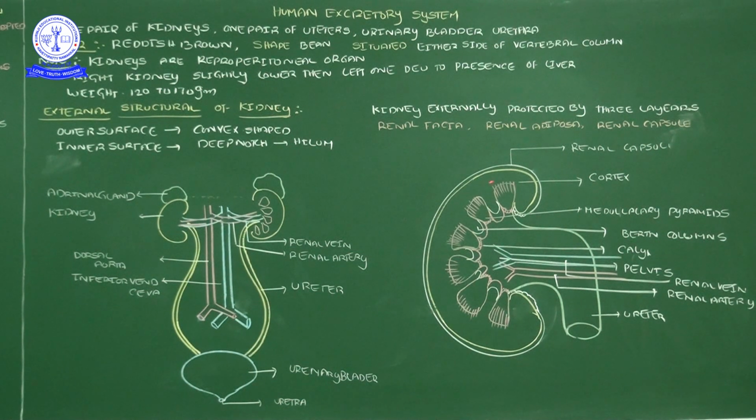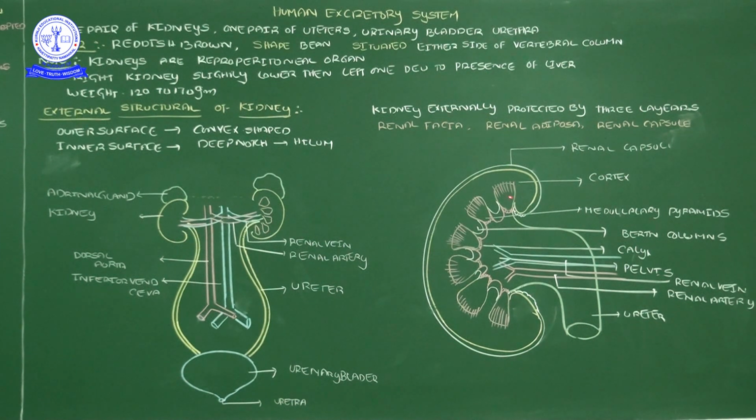The outer side we call the cortex, which is located in the peripheral, adjacent side of the kidney. Adjacent side means the renal covering layers are there: renal fascia, renal adipose, renal capsule. The kidney part nearby the peripheral side, we call as the renal cortex. And the middle of the kidney, that tissue we call the medullary part. So the kidney is internally divided into two parts, cortical part and medullary part.